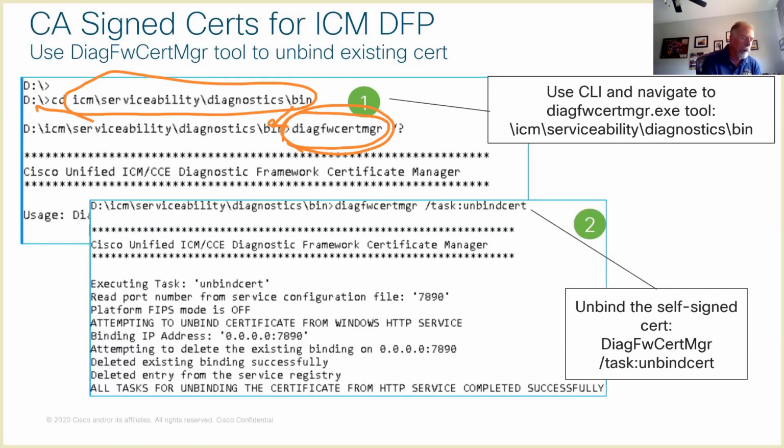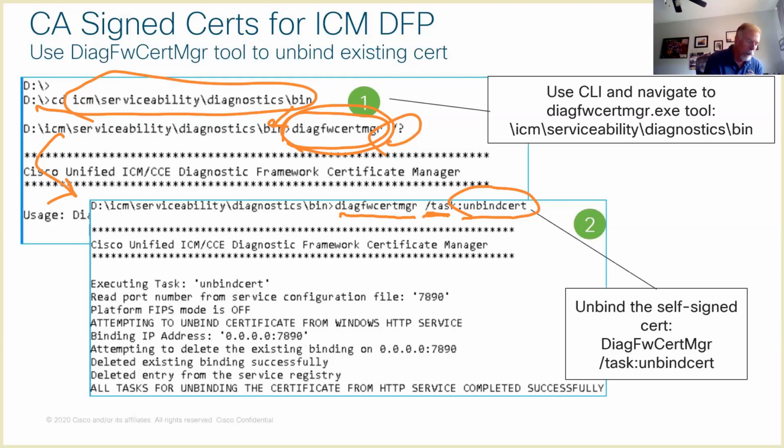And we're showing you here that if I do the DiagFwCertMgr /?, as with most command line tools, it'll give me command line sensitive information about what I'm actually trying to do here for further future reference. Step one I'm going to do here is use this DiagFwCertMgr tool and execute a task. Everything is kind of task oriented here. So the task I'm trying to execute is I want to unbind the current certificate. Current certificate is just a self-signed certificate. Got installed in there when you installed ICM by default. And I'm simply unbinding that certificate currently.